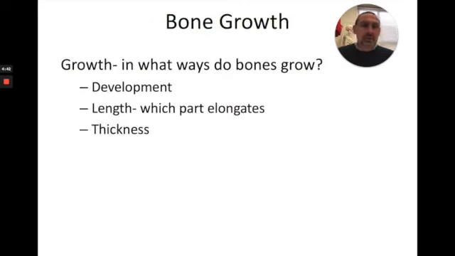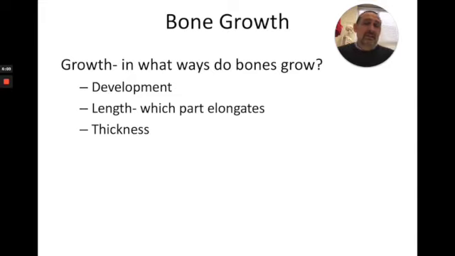When bones grow, they're going to grow in several different ways. Like during development, they become less cartilaginous, less cartilage, more ossified, more bone. So a baby is going to have a lot of cartilage in their skeleton.